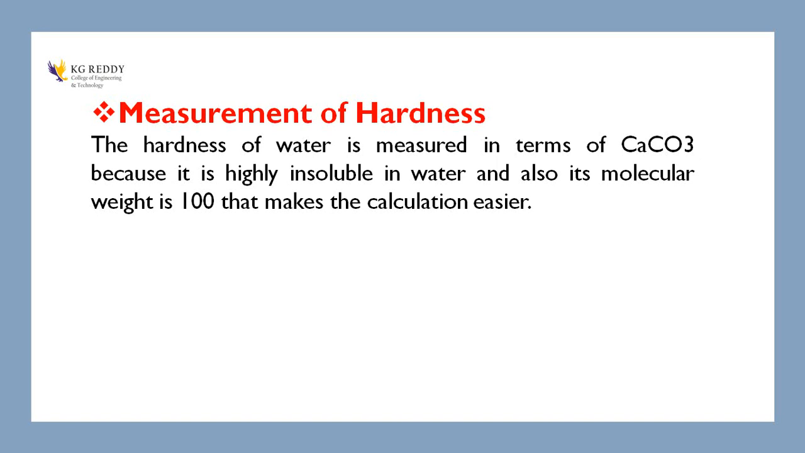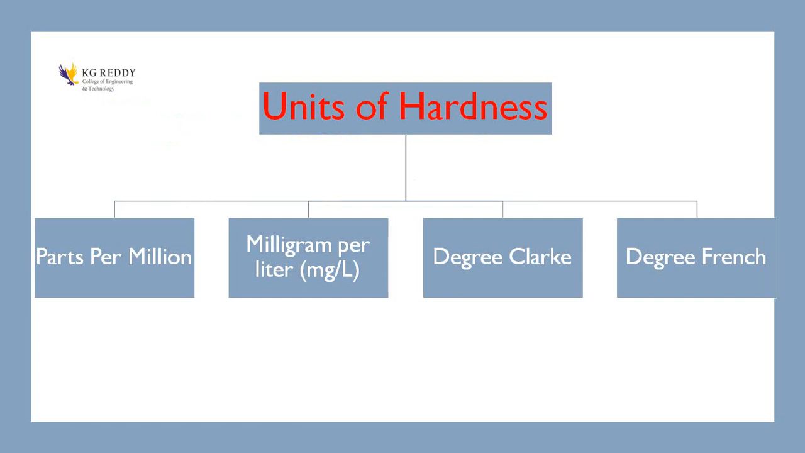Calcium carbonate equivalent is equal to given weight into 100 by molecular weight, that we are going to define. So when we are solving the problem, we need to discuss this type of thing. So there are different units of hardness: parts per million, milligram per liter, degree Clarke, and degree French. There is one relation here.